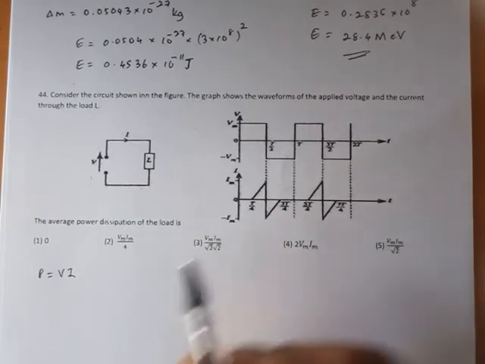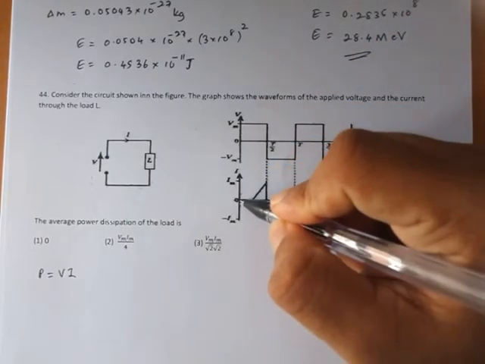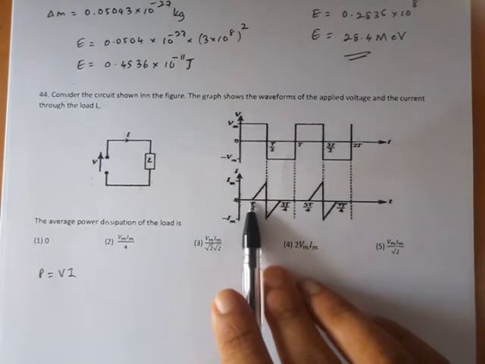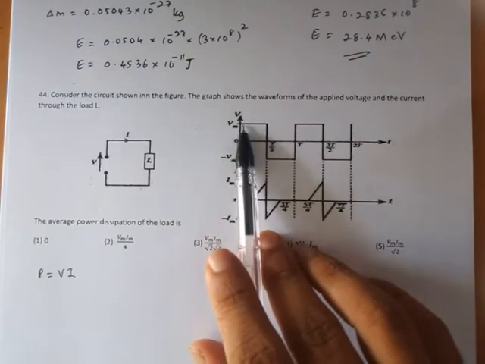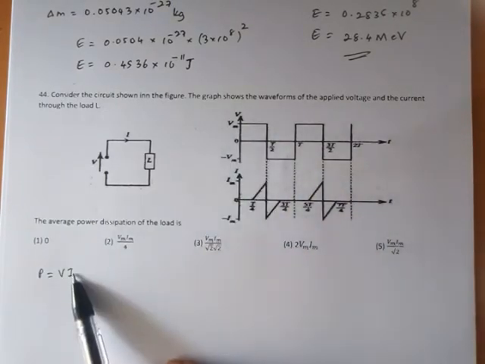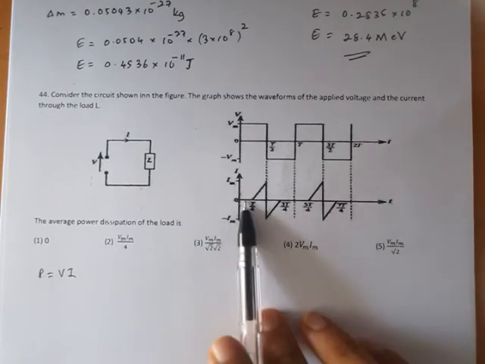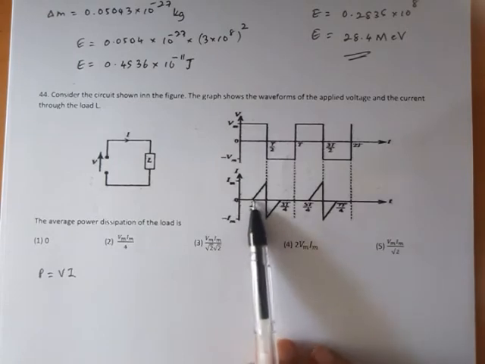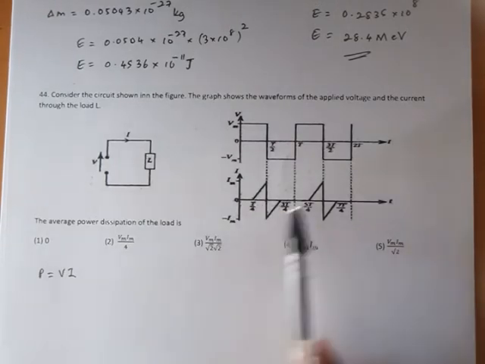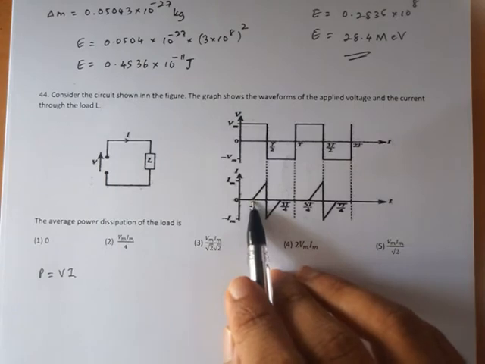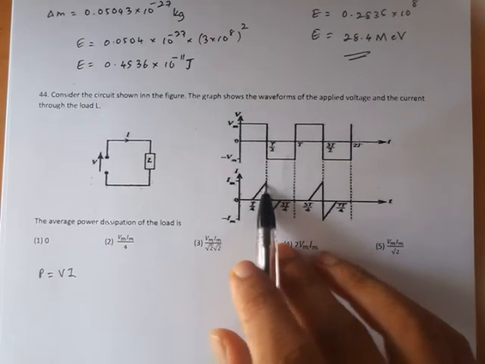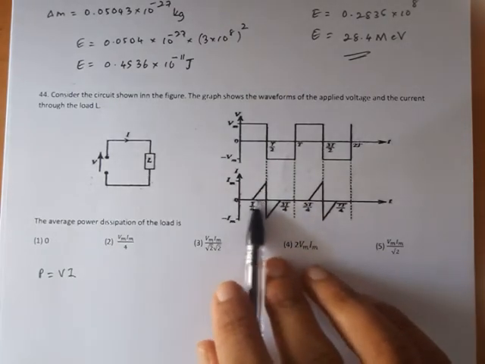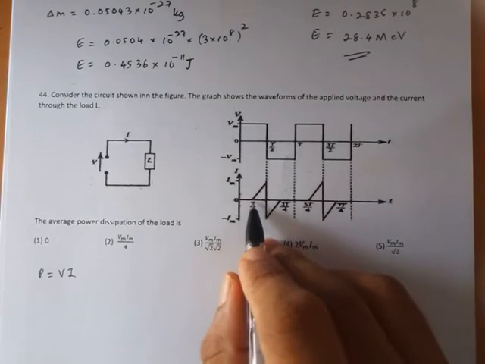So if I consider this time between 0 to t of 4, the current is 0, right? Current is 0, so it doesn't matter whatever the value of Vm, if current is 0 means power is 0. Okay, so in this time interval we have the power is 0. And here the current is Im maximum. So here now I can find the average of this one in this particular time gap.